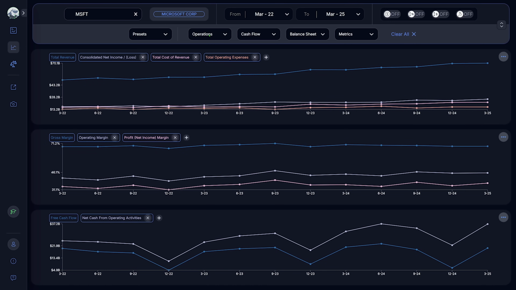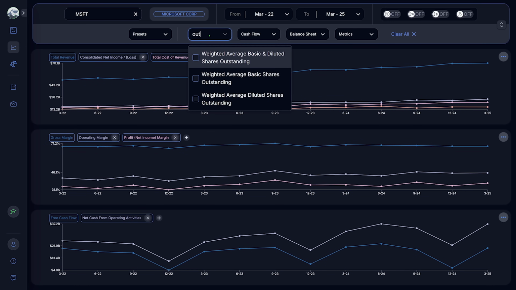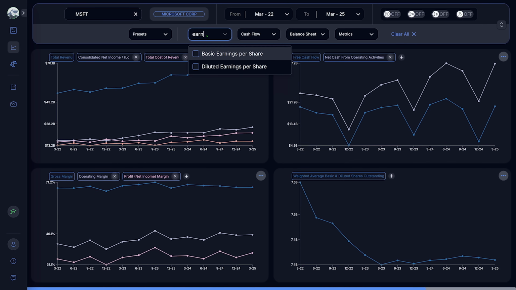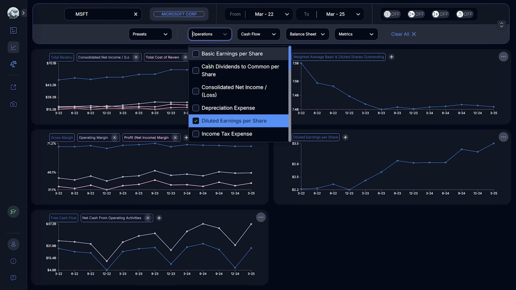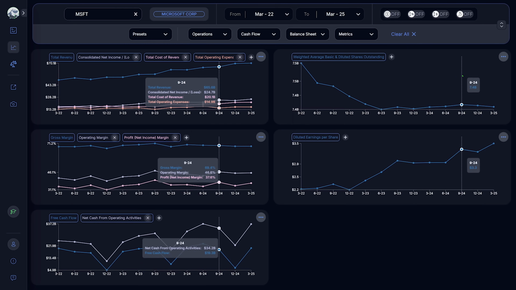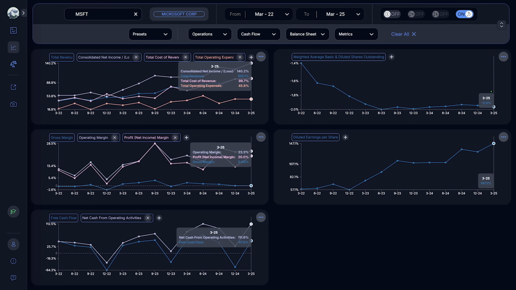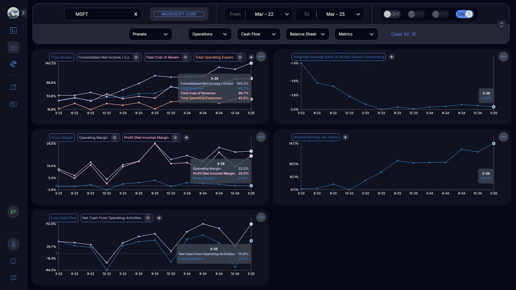Finally, for this example, outstanding shares count and earnings per share. Changing to the rate of change graph, we can see whether true economic value per share is growing. For Microsoft, shares outstanding decreased by 2% while earnings per share grew by 147%.